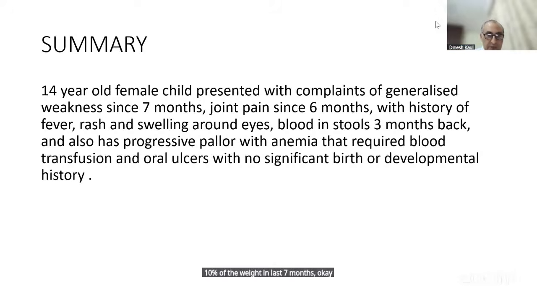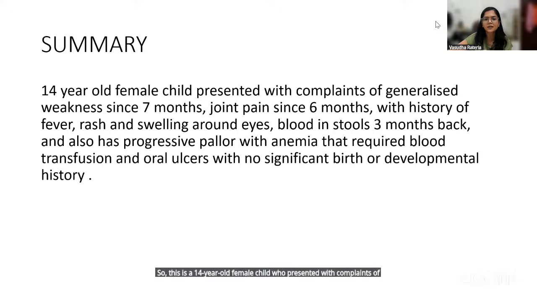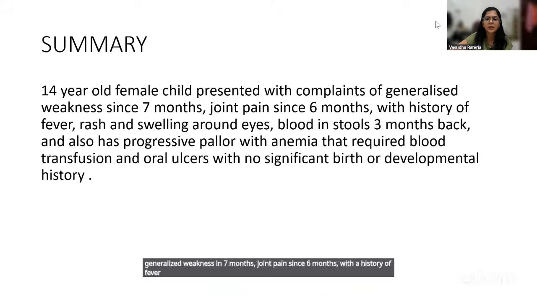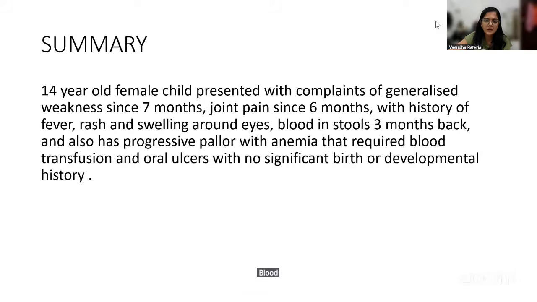Okay, go ahead, summarize the whole thing. So this is a 14-year-old female child who presented with complaints of generalized weakness for 7 months, joint pains for 6 months, with a history of fever, rash, and swelling around eyes and blood in stools 3 months back, and also has progressive pallor and anemia that required blood transfusion and oral ulcers, with no significant birth or developmental history.